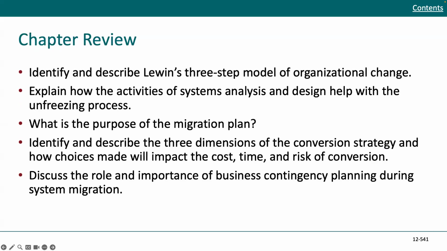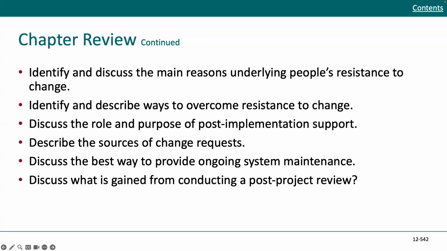All right, just finishing up with a chapter review, I have a couple slides. We identified and described Lewin's 3-step model of organizational change. See the textbook for more details. We explained how the activities of the system analysis and design help the unfreezing process. We looked at what is the purpose of the migration plan. We identified and described the 3 implementations of the conversion strategy and how choices made will impact the cost, time, and risk of conversion. And we also discussed the role and importance of business contingency planning during system migration.